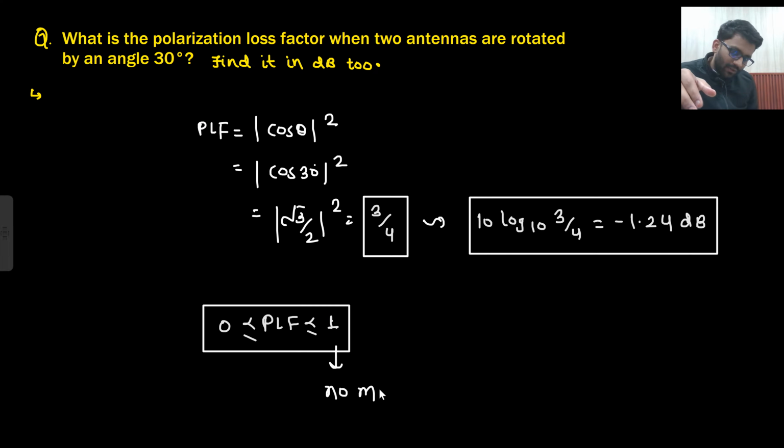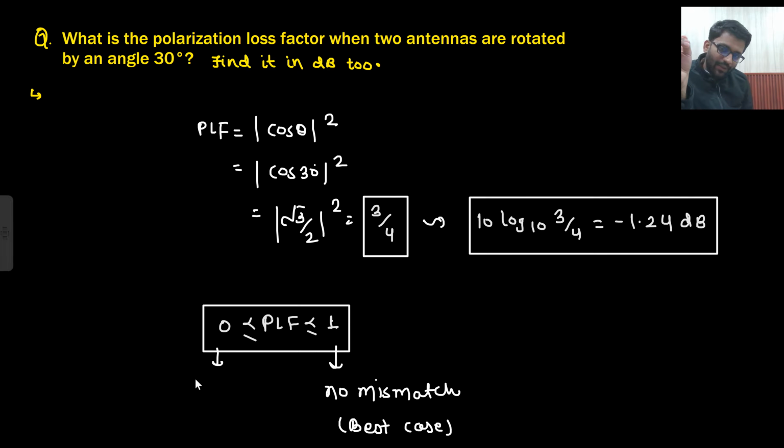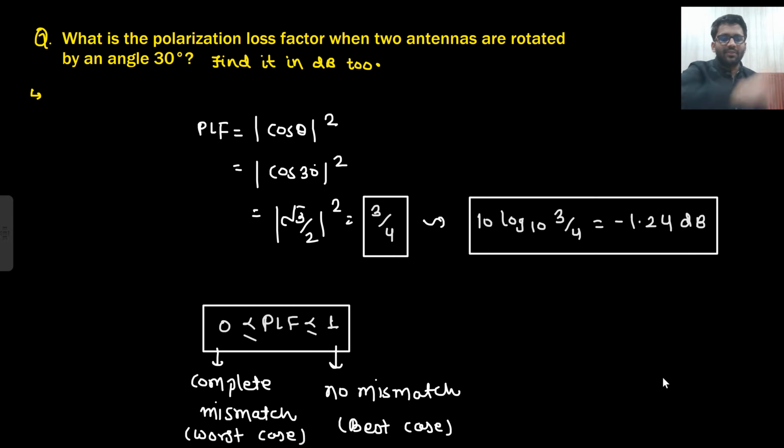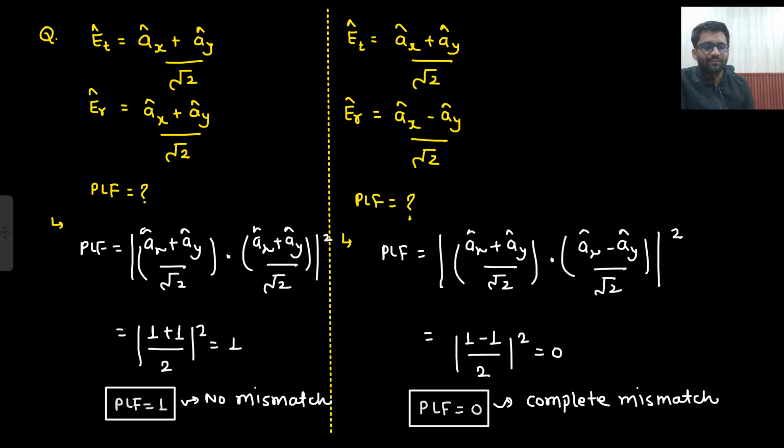This is the condition of no mismatch, and no mismatch means this is the best case. And this is the condition of complete mismatch. So these kind of statement-wise questions can come in your examination. Okay, that this is the condition of complete mismatch, this is the condition of no mismatch. In the GATE examination, they can frame some options and then they will write which of the statements is true. So these kind of questions can be coming.